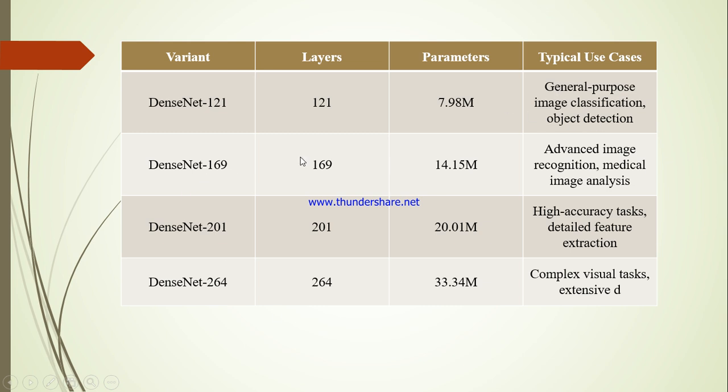If you use DenseNet 169, there will be a lot more parameters, like 14.15 million, and we can go for enhanced image recognition and medical image analysis too. And DenseNet 201 is currently playing a major role in the field of medical imaging and so on. It consists of 20.01 million parameters, and it is familiar for providing high accuracy and enhanced feature extraction in detail. Then DenseNet 264 is there. It consists of 33.34 million parameters, and you can use it for any complex visual task and so on.